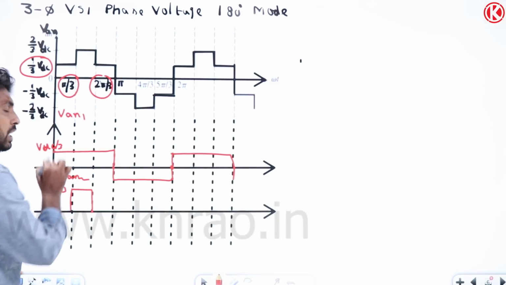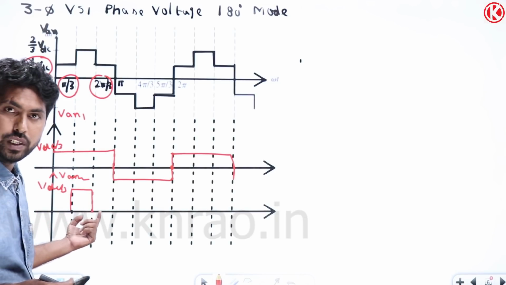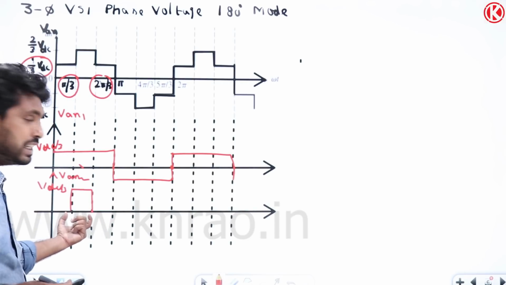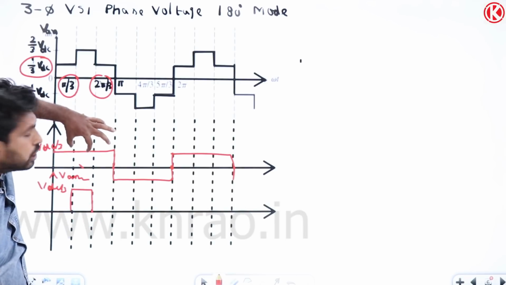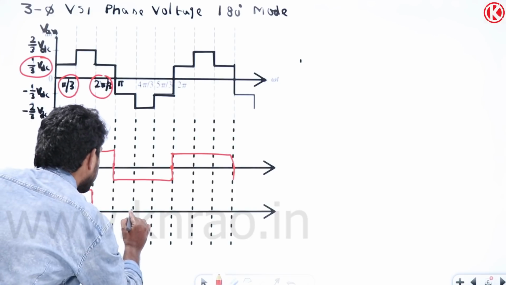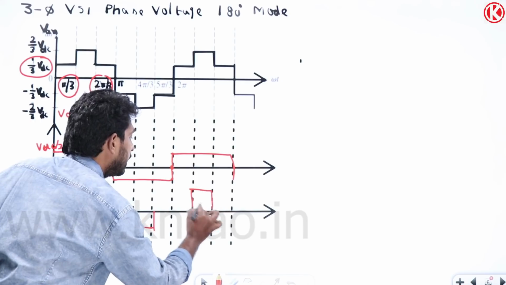So what happens here? Observe here. From 0 to pi by 3, from 0 to 60 degrees, what is happening here? So VDC by 3 is there. From 60 to 120 degrees, what is happening here? So it is VDC by 3. Again here also VDC by 3. So we will get the same waveform. So here also the same thing, VDC by 3.